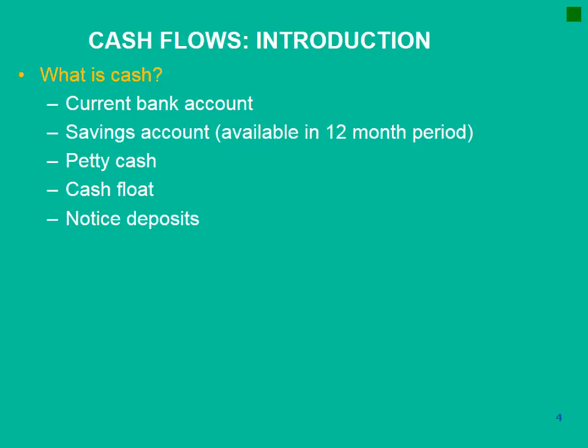The cash float in a business like Pick and Pay, for example, where they've got tills, each till will have a cash float in it of a couple of thousand rand, and that will also be part of the cash of the business. We don't deal with that, however, in the cash flow statement that we do. Notice deposits also would be cash items if you are able to access the money in the notice deposit in the next 12 months.